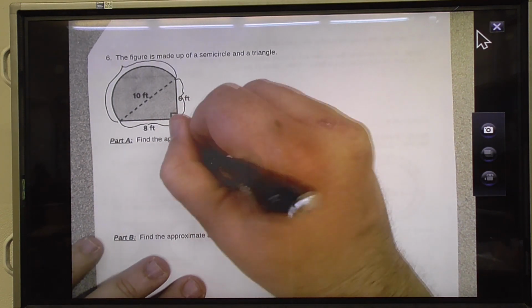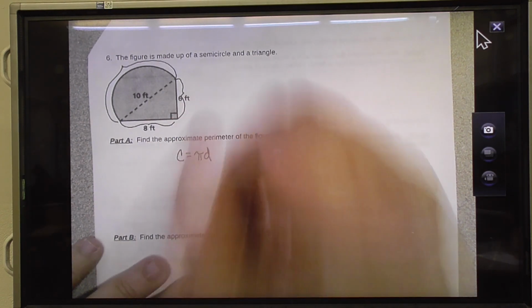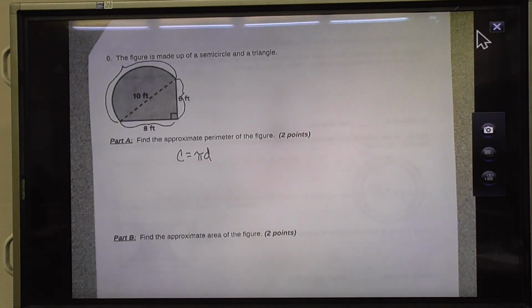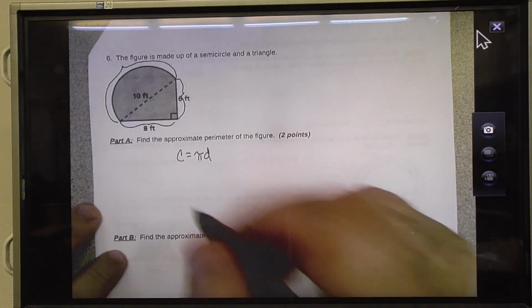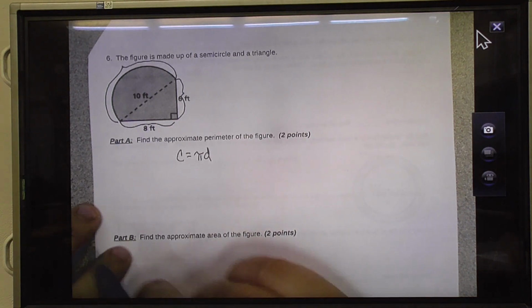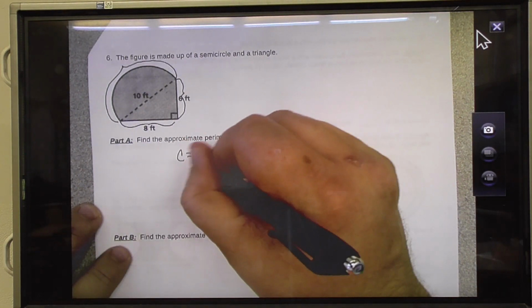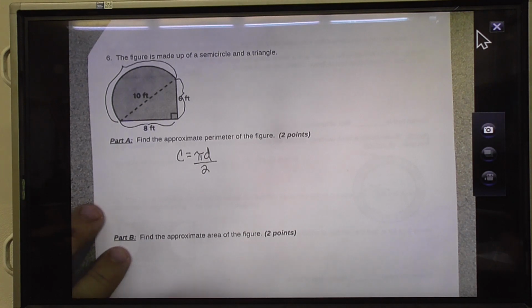Circumference is equal to pi times diameter. Is that a full circle that we got right there? No. How much of a circle is that? Half a circle. So what do I have to do to the formula for a whole circle? Divided by 2. We need half of the whole circle.